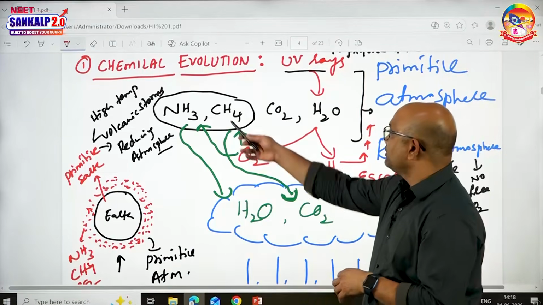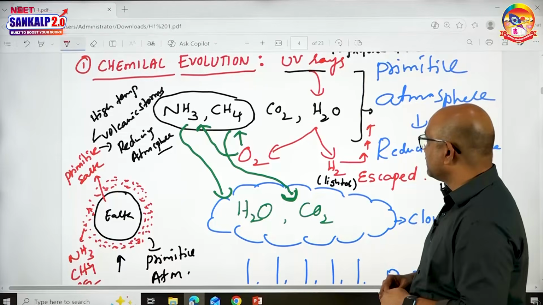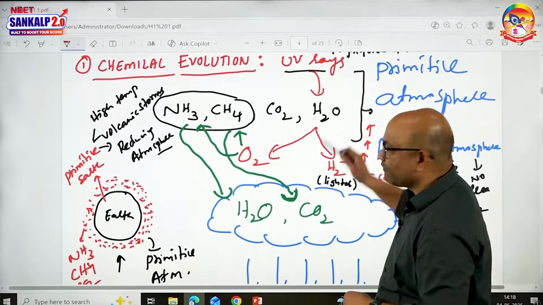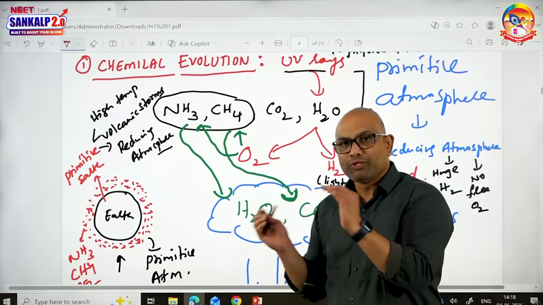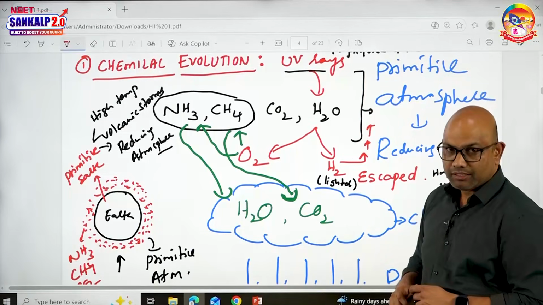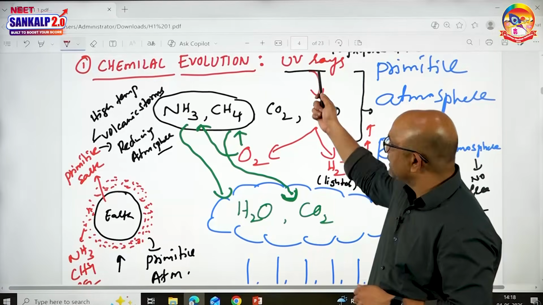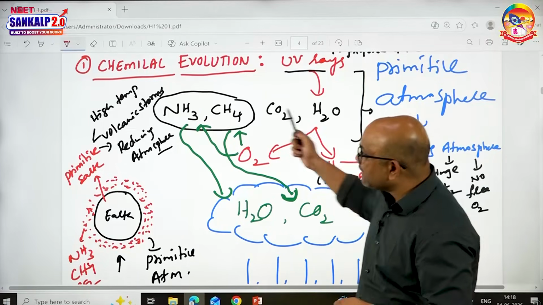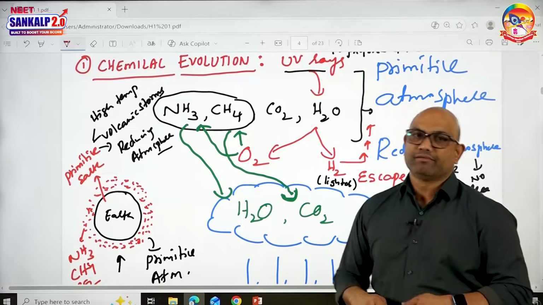So, what happened to these components that surrounded the earth? UV rays acted upon the water vapor. They split the H2O into H2 and O2. H2, being lighter, escaped, but O2, which is produced in this particular reaction, immediately reacted with ammonia and methane.